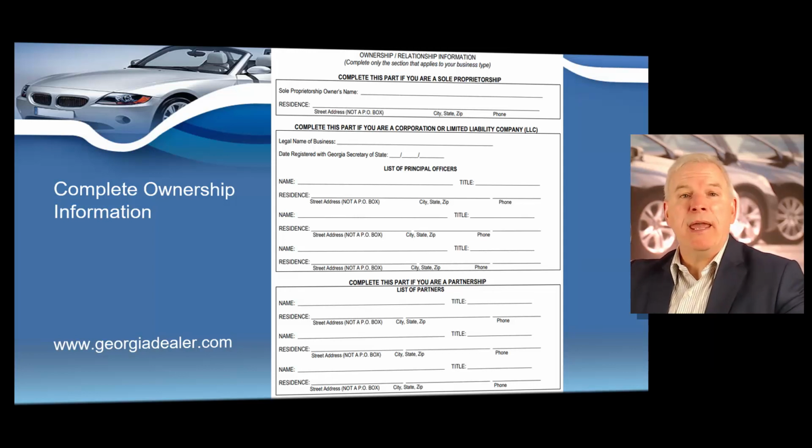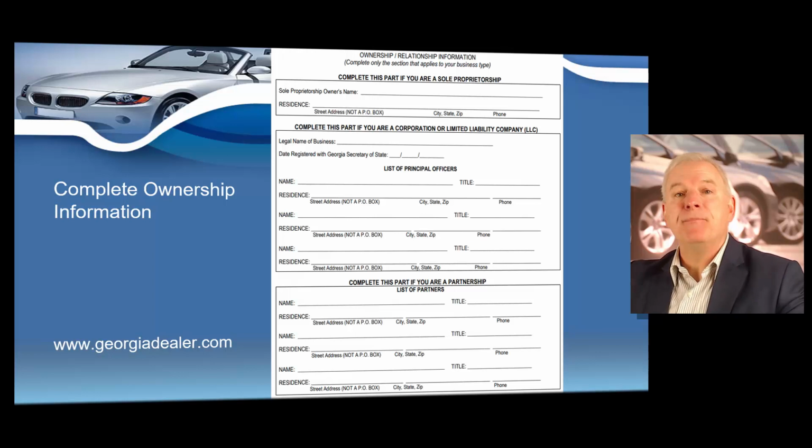You'll enter the legal name and the date of the corporation or an LLC that was filed with the Georgia Secretary of State, and then be sure to list the principal officers of the corporation or LLC. If you're going to operate your dealership as a partnership, you will leave the first 2 boxes of this page blank, and you will only enter the list of partners in the third box.